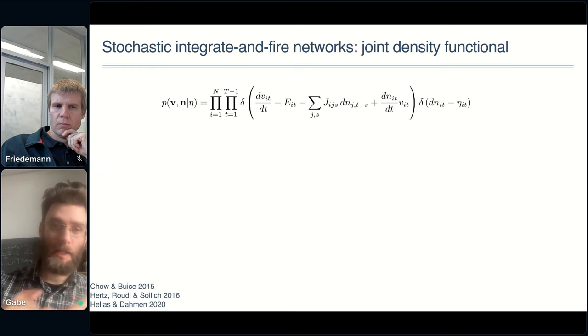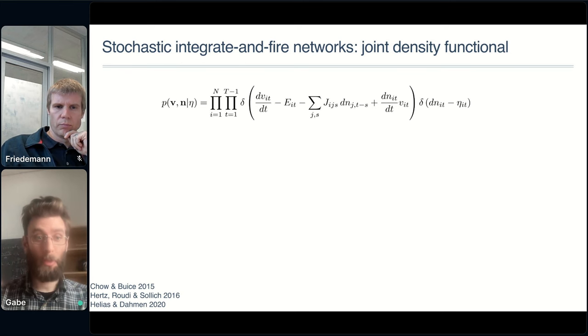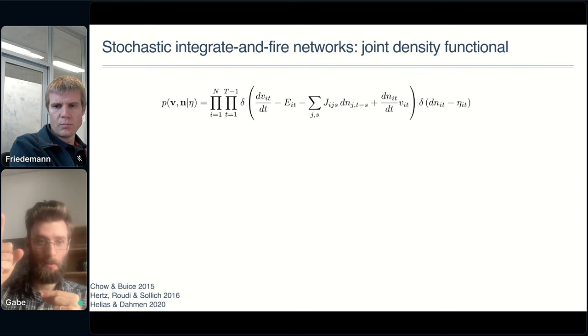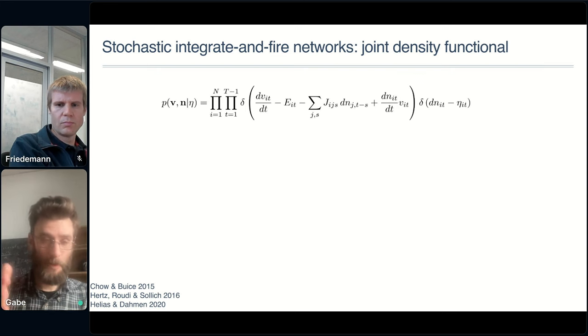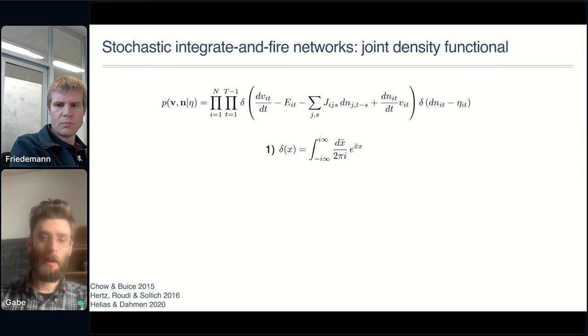The essential idea is very simple. We want this joint probability density functional, and we know what the evolution of our model is. We know what our model is; we chose it at the beginning. So that density is just a product of delta functions that enforce the evolution of the model that we defined. That's all the density is. So we just write that down and then introduce a Fourier representation of these delta functions.